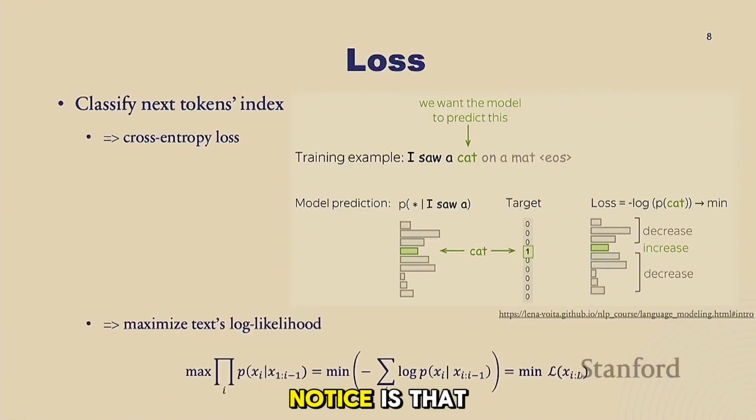One thing to notice is that, as you all know, this is just equivalent to maximizing the text log likelihood, because you can rewrite the max over the probability of this autoregressive language modeling task as the minimum over, I just added the log here, and minus, which is just the minimum of the loss, which is the cross entropy loss. So minimizing the loss is the same thing as maximizing the likelihood of your text. Any questions?